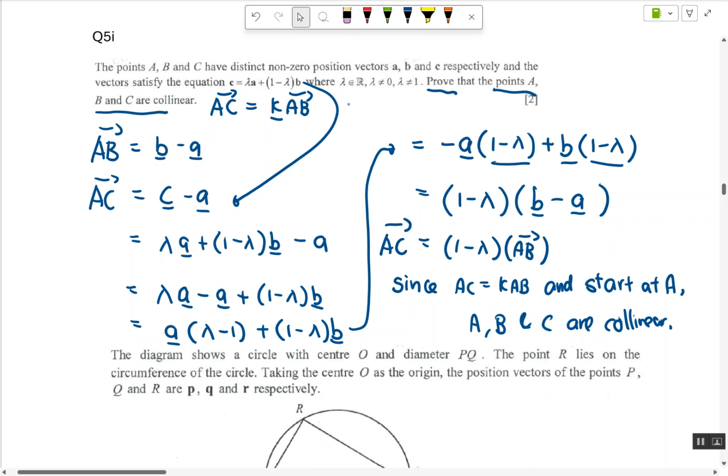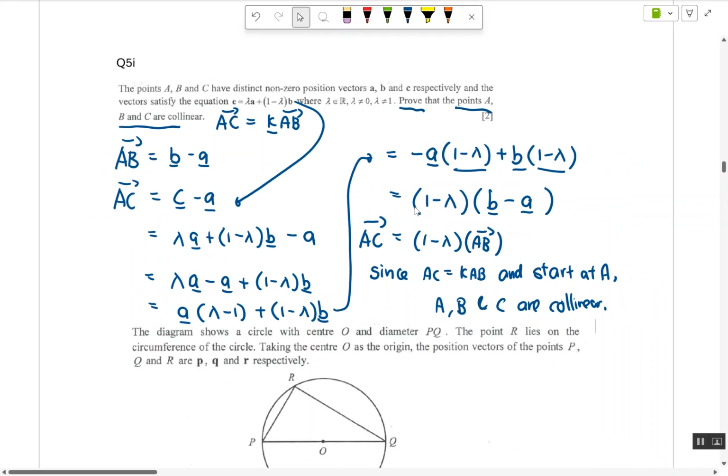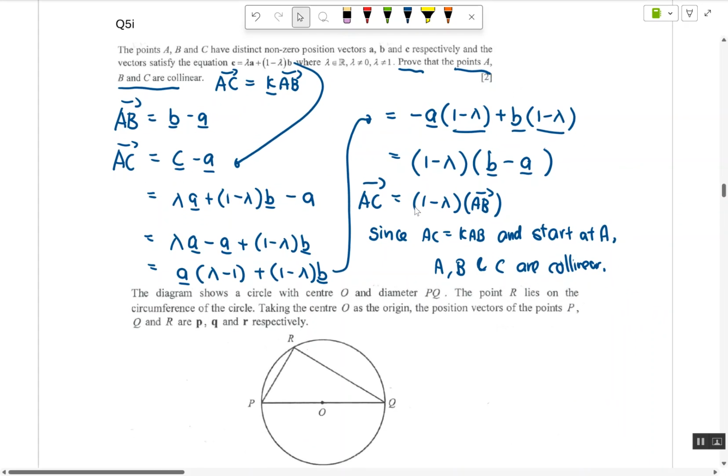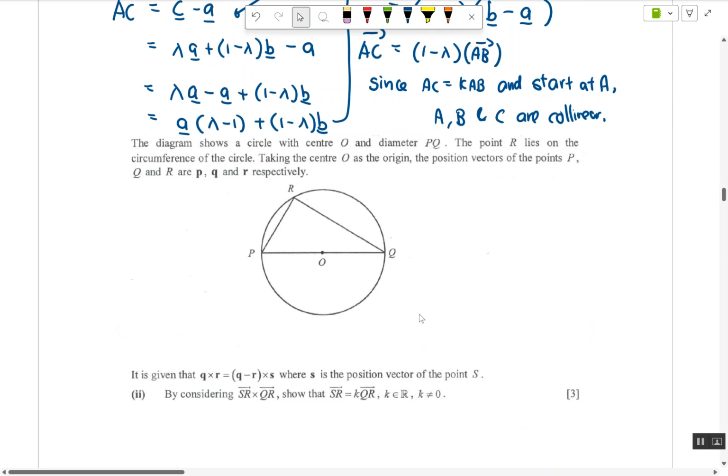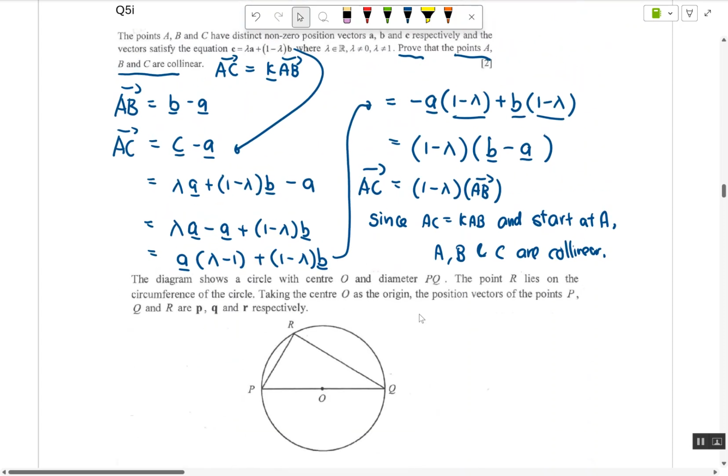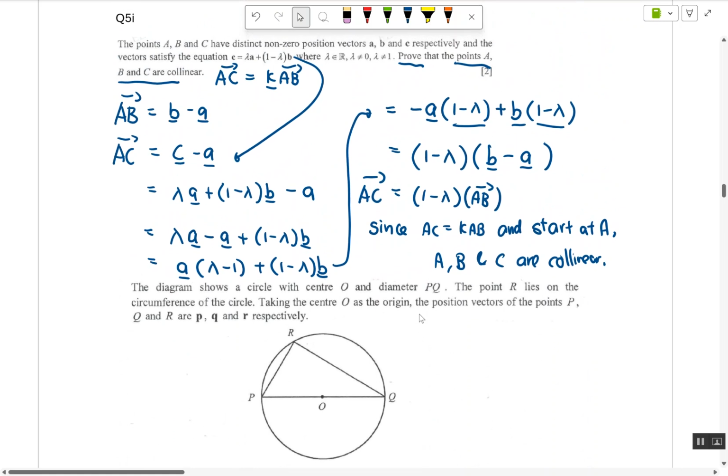And this is actually a very easy proof already. Is the last part of the explanation right? No. So if you reach AC equals 1 minus lambda AB, then that's enough. It's good enough. Okay? Now the next one. Not really, because they are not collinear yet. Your job is to show that they are collinear.